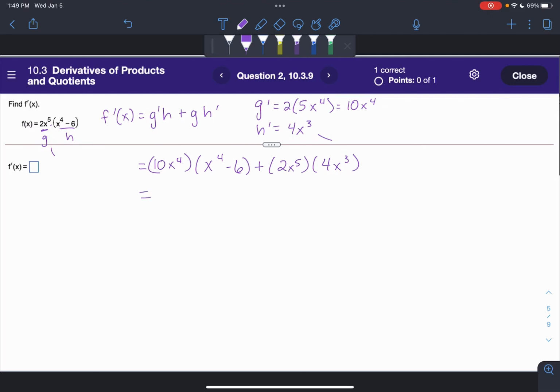Doing some algebra work just to simplify, because I think MyLab wants you to put it in the simplest terms, I believe. But it's also good practice. 60x to the fourth plus 8x to the eighth. Again, I have some like terms that I'm going to combine. Get 18x to the eighth minus 60x to the fourth.